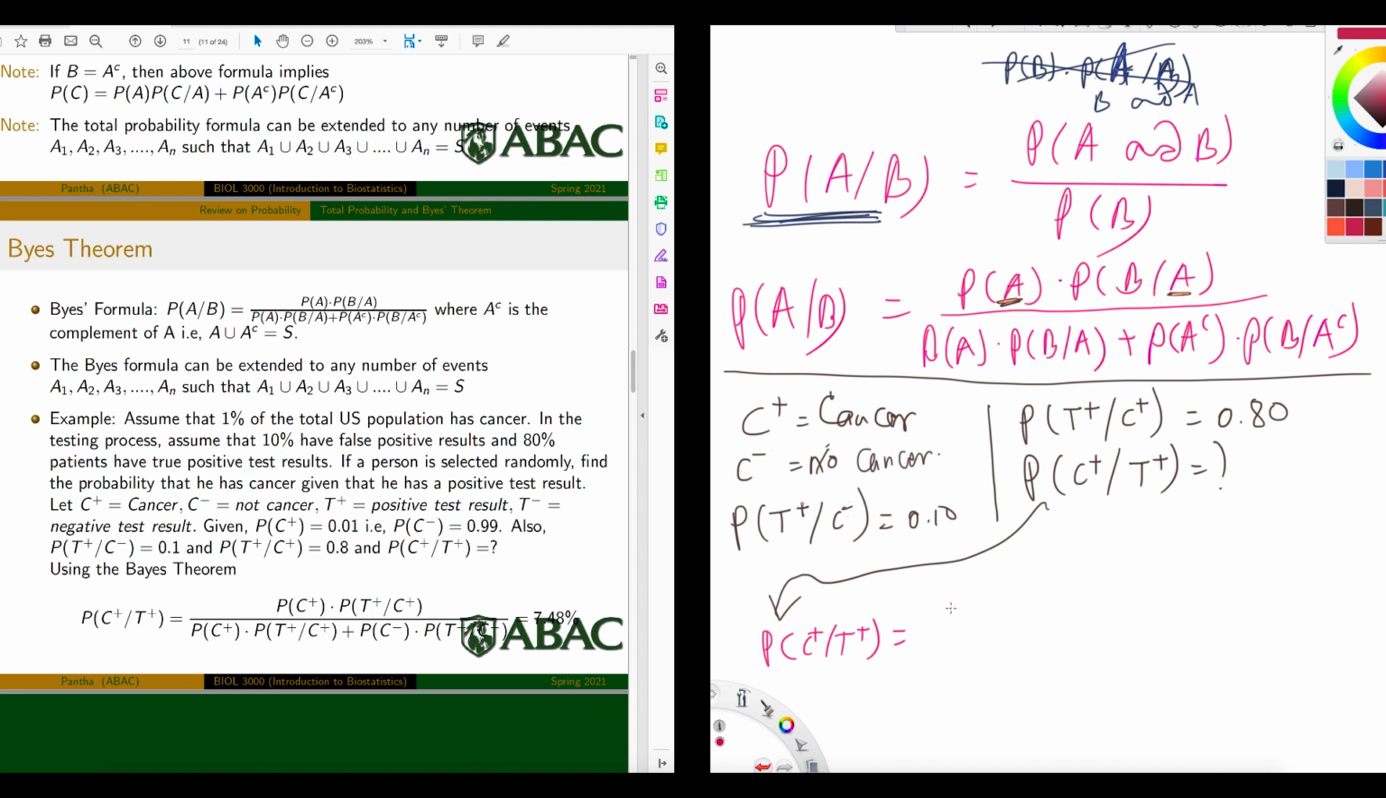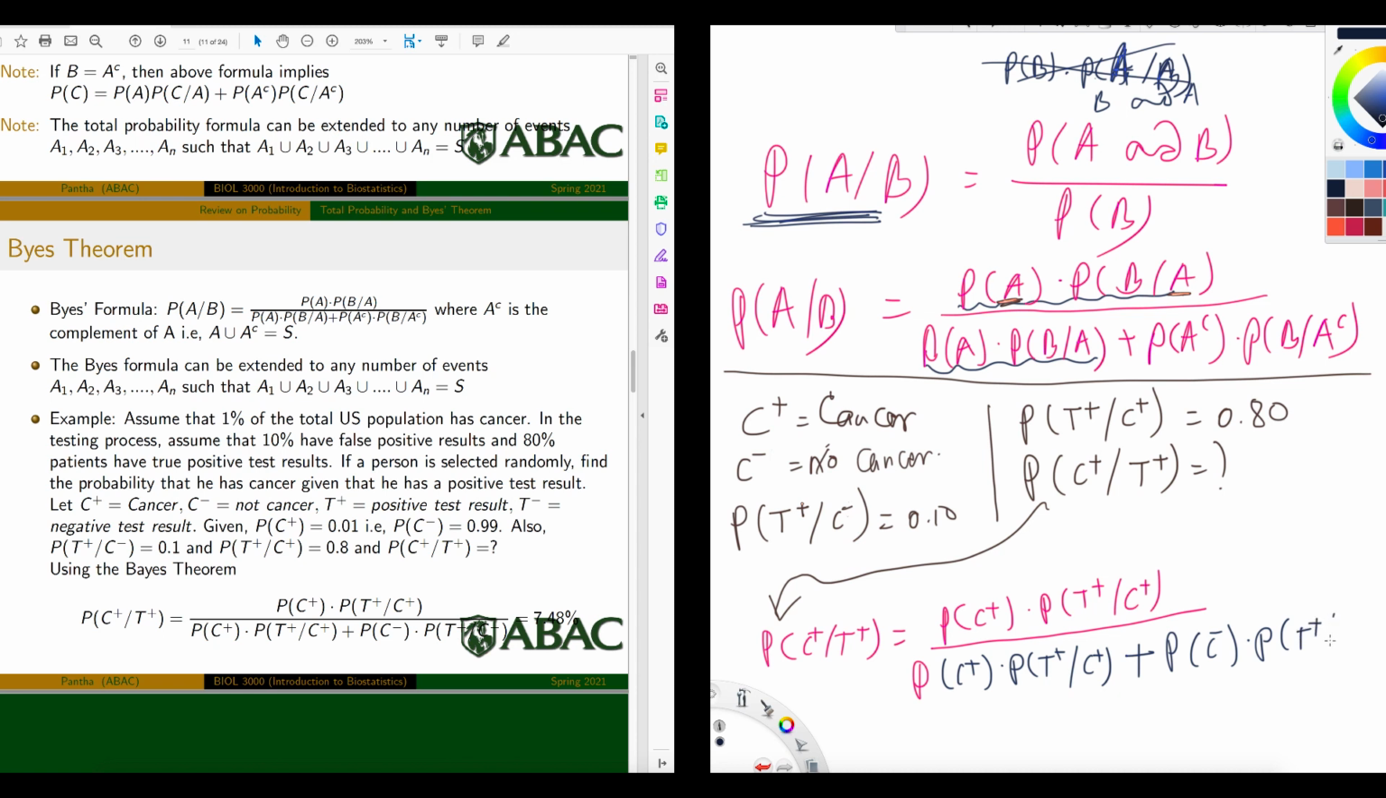Probability of C plus times probability of T plus given C plus, divided by probability of... you see that? Another thing that you should notice here is that the first term will be exactly the same. Let me write that down: probability of C plus times probability of T plus given C plus. Next is the opposite of C plus. What is the opposite of C plus? C minus, right? Probability of C minus times probability of T plus given C minus.